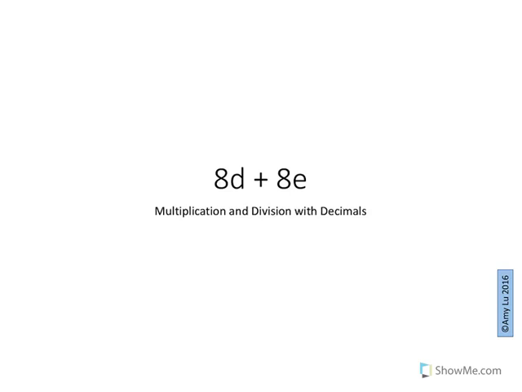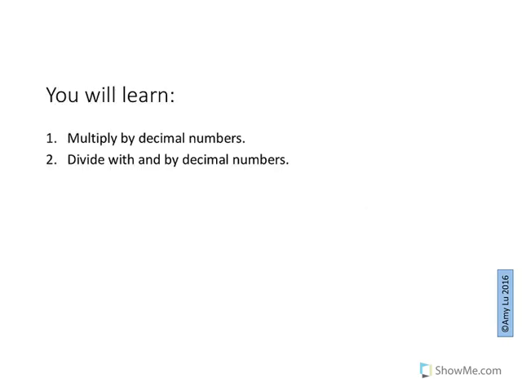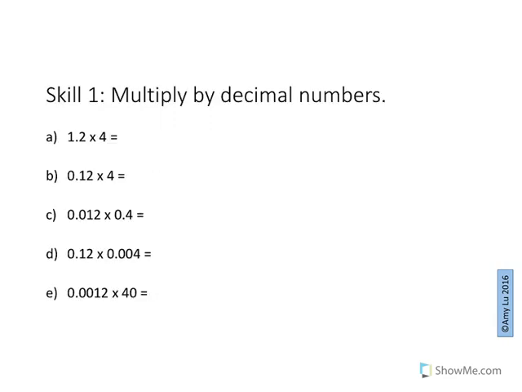This is Chapter 8D combined with Chapter 8E on multiplying and dividing with decimal numbers. So two skills: multiplying by decimal numbers, and dividing with and by decimal numbers. So the first skill, multiplying.